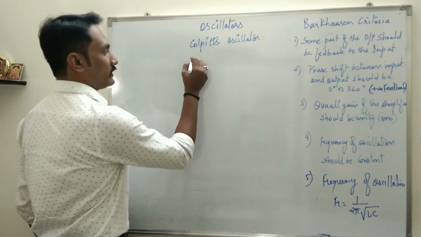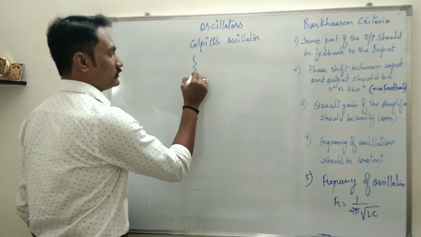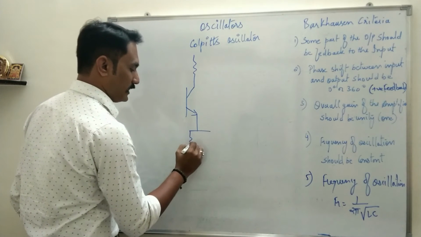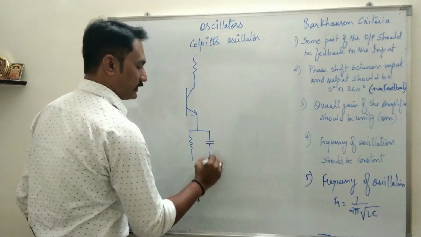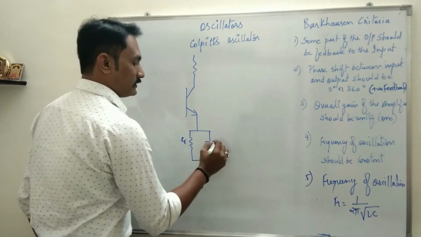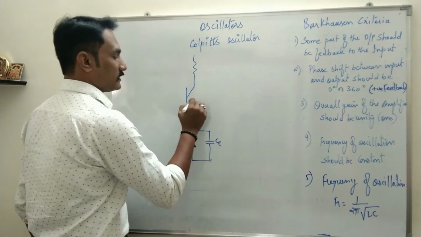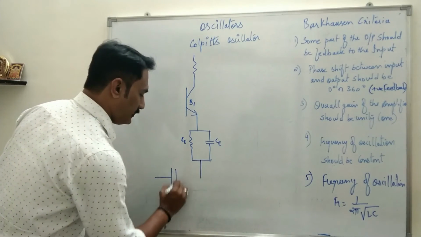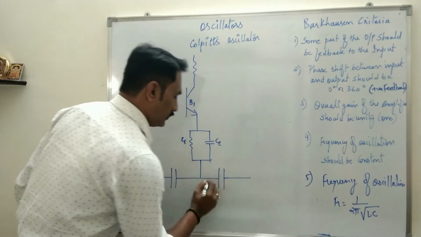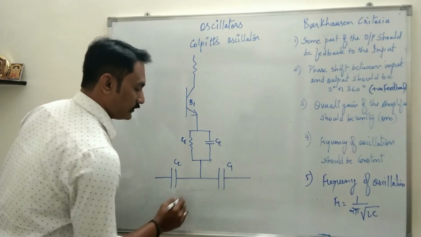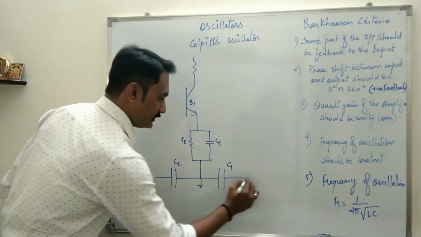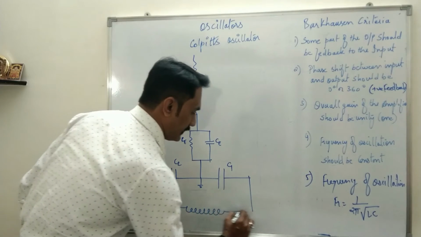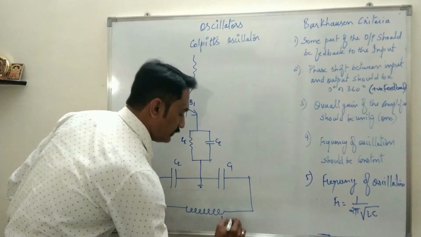So of course, look at the diagram we are drawing now. We are drawing first one common emitter configuration with a stabilization factor of Re and Ce. This stabilizes the Q point of the transistor, that is the quiescent point or the operating point of the transistor. And now in the feedback we have two capacitors. The values of the capacitors we will call C1 and C2, that is the tank circuit. And then we have an inductor, that is LT.